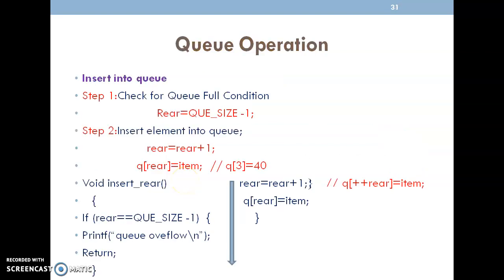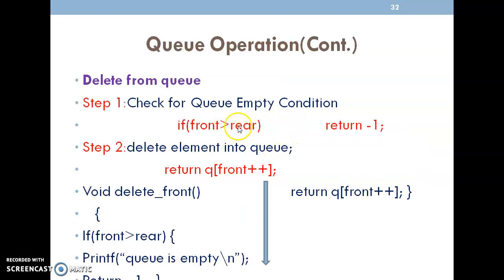So check that. If front is greater than rear, return -1, indicating that the queue is empty. No elements are there. If it contains one element, then front and rear are equal. If no elements are there, then front is greater than rear. If this condition fails, it indicates that the queue contains some element.